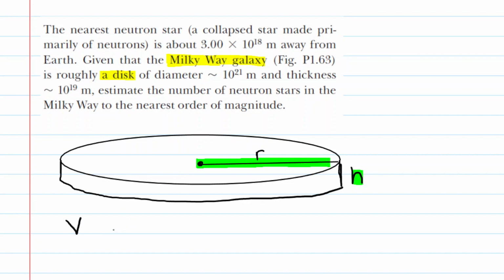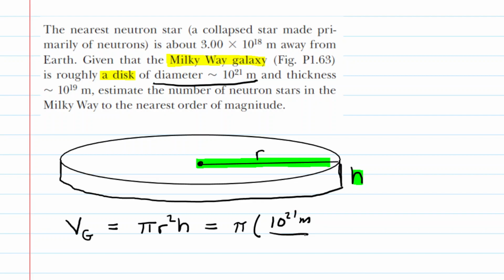Now remember, this disk is supposed to represent the Milky Way galaxy, so we're actually calculating the volume of the Milky Way galaxy, V subscript g. Now hopefully we remember that the volume of a cylinder is equal to pi multiplied by the radius squared multiplied by the height. As far as the radius is concerned, we were given the diameter of this disk, so of course that means we're going to have to divide by 2. So you would take that diameter of 10 to the power of 21 meters and divide that by 2 to turn it into the radius. You would square it, and then you would multiply by the height of this disk.